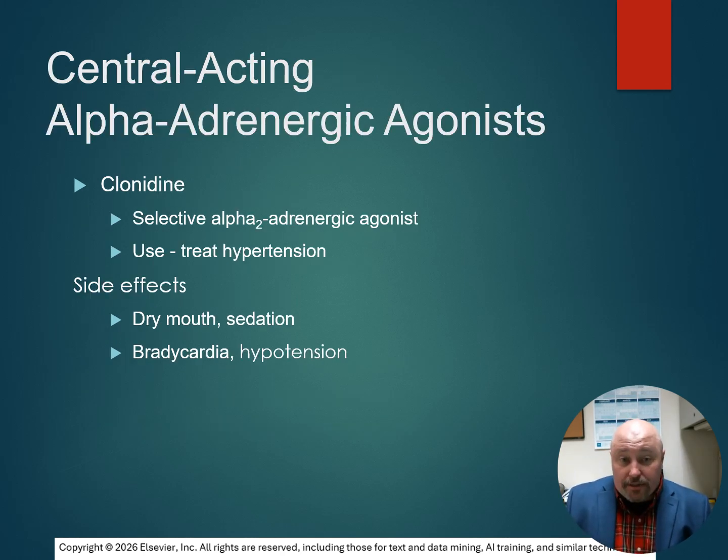Another drug you'll see with a wide range of uses is clonidine. This is a selective alpha 2 adrenergic agonist used to treat hypertension. It can also be used to treat things like motion sickness or airplane sickness. And it has side effects including dry mouth, sedation, bradycardia, and hypotension.